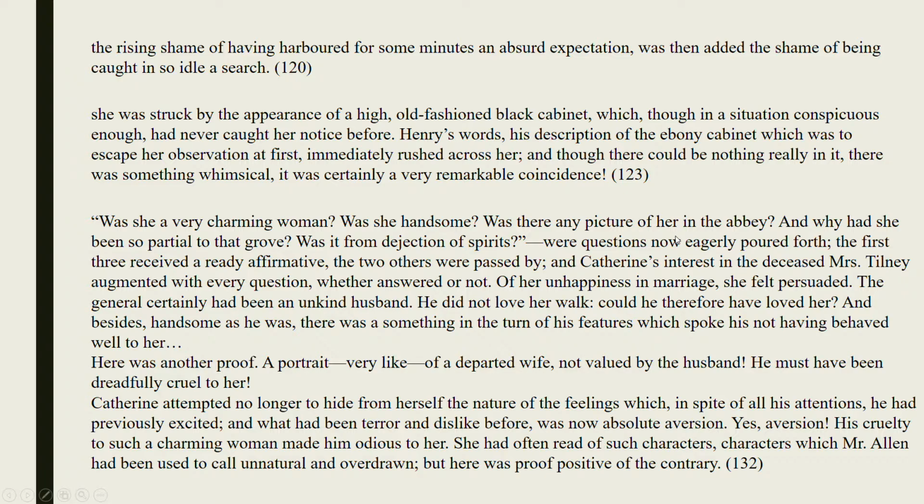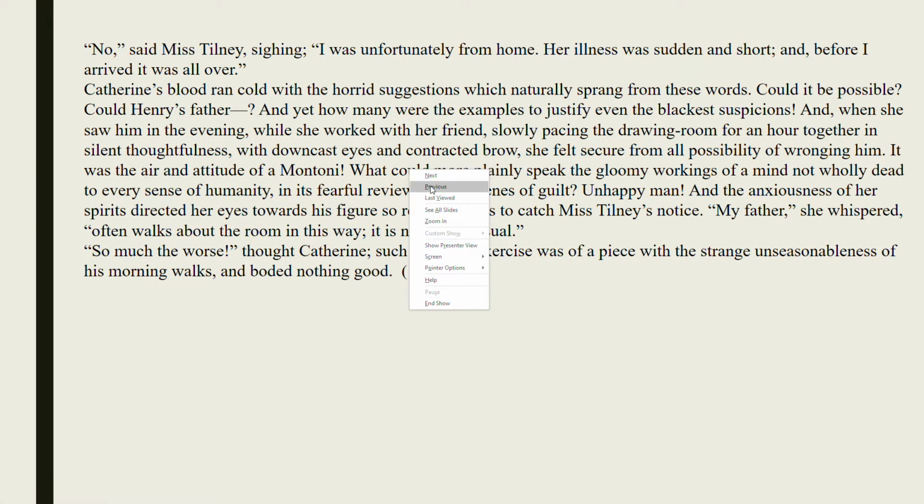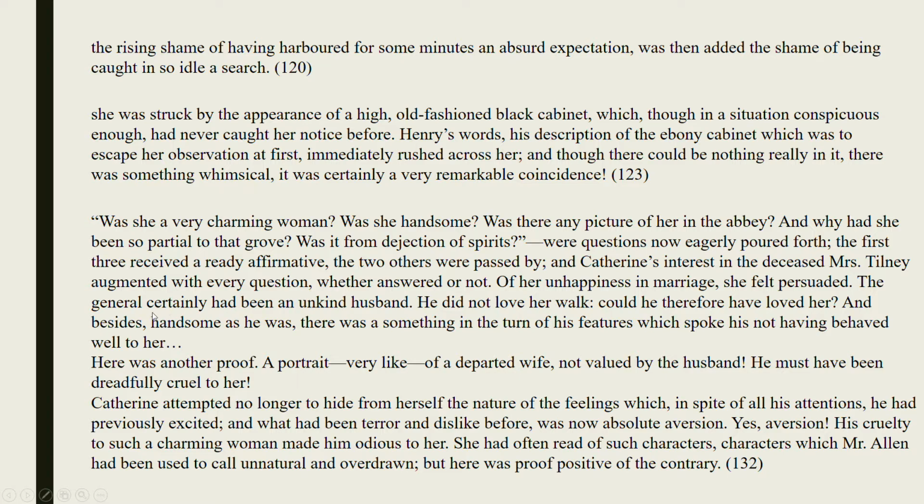The General certainly had been an unkind husband, she says. Where's that? Wait, have I gone back a page? Oh, here we are. Yeah, the General certainly had been an unkind husband. Well, we learn later that she's completely correct in this intuition. She says there's something in the turn of his features which spoke of his not behaving well to her. Again, she's right, completely right. The General was horrible to his wife, and indeed he turns out to just generally be a horrible person. Dreadfully cruel, another completely accurate description.